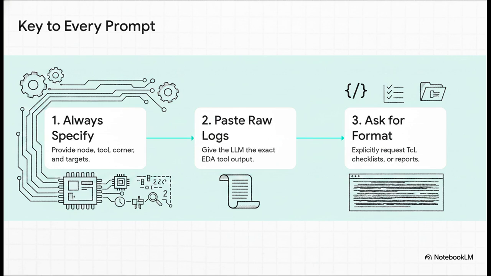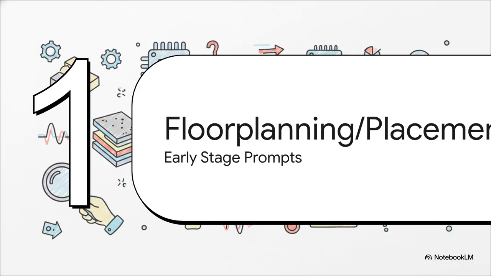Number 2, paste the raw logs. Don't try to explain the error yourself. Give the model the exact unfiltered output from the tool. It's surprisingly good at parsing it. And third, tell it what you want back. Ask for a TCL script, a numbered checklist, or a formal report. Be explicit. All right, with those fundamentals locked in, let's walk through the back-end process step by step.